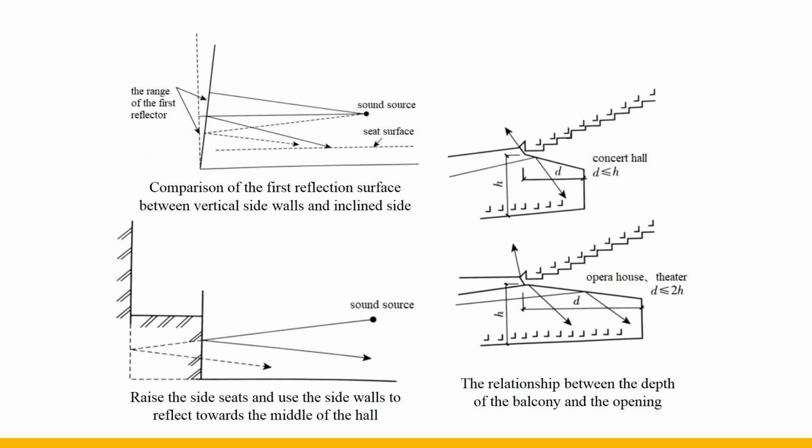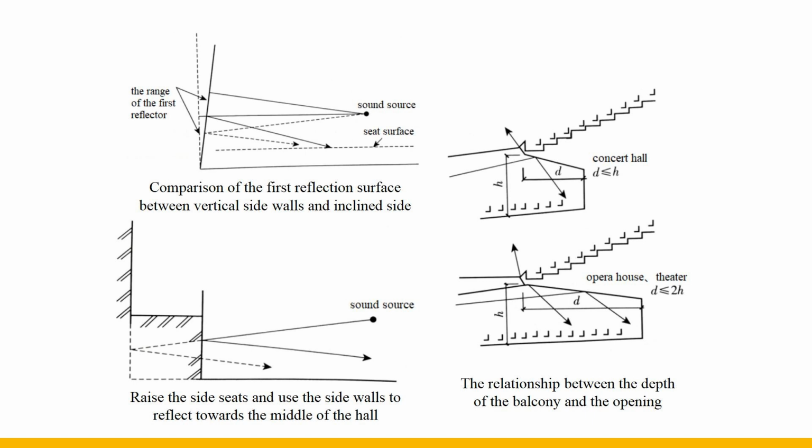The upper left image compares the area of the vertical side wall and the inclined side wall that can provide the first sound reflection to the auditorium, and the first reflection surface is below the normal of the wall. It can be seen that the inward sloping side wall has a larger area. Therefore, it should be used when conditions permit. The vertical wedge-shaped undulations can be arranged on the vertical side walls when there are no conditions.